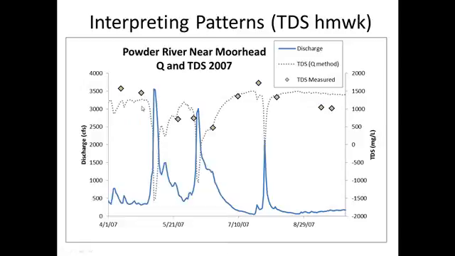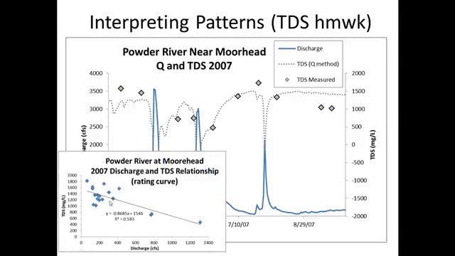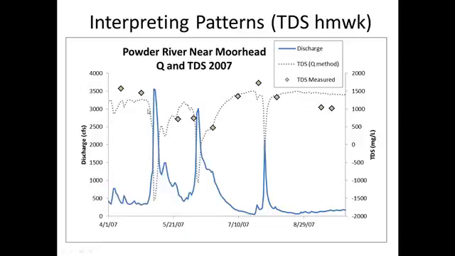Don't fall into the trap of trying to interpret the relationship here between the hydrograph, the blue line, and that dotted line, which is modeled based on the hydrograph. These two are perfect mirror images of one another because the dotted line is calculated from the flow line based on the slope of this curve and the y-intercept. So you cannot interpret the relationship between those two lines.